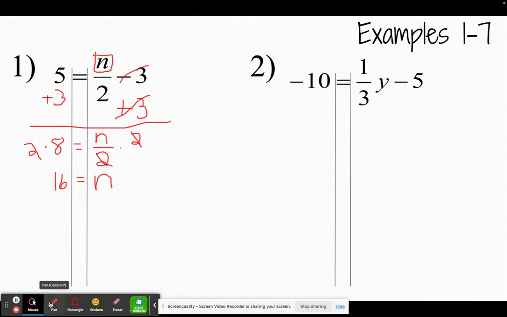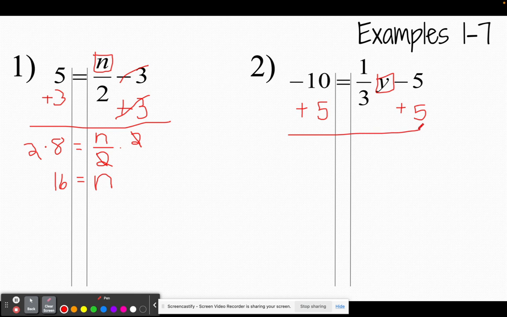Next example, number 2. My goal is to get the y by itself. So I need to get rid of first my minus 5. I will add 5 to both sides. This will cancel out, and I'm left with 1/3 y equals, that is a wacky y, negative 5. I have to fix that y.